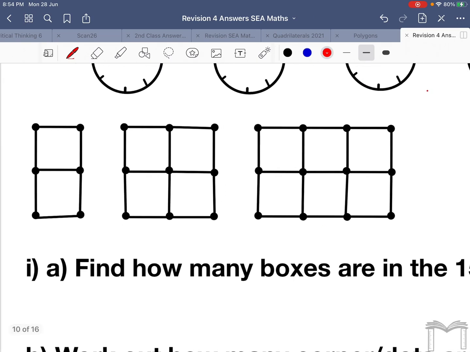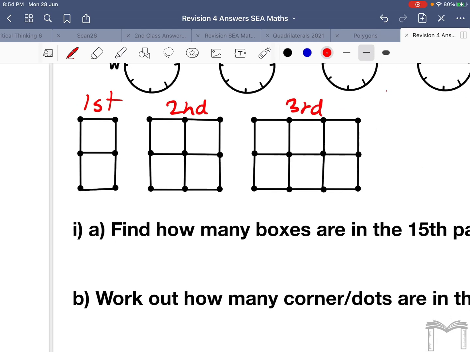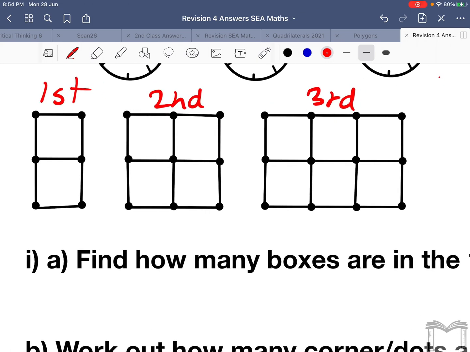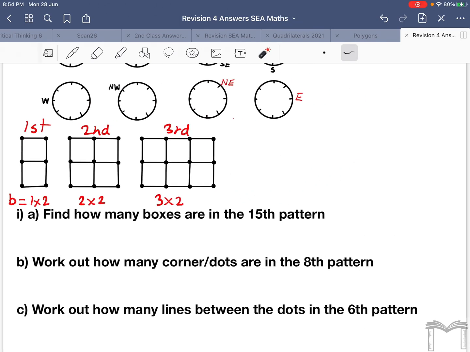So this here is the first pattern, this here the second pattern, and this here the third pattern. So how can we determine the number of boxes in each pattern? So we can put B here. Boxes is equal to first pattern, number 1 times 2, in the second pattern again times 2, and in the third pattern again times 2, right? So 1 times 2 is 2 boxes, 2 times 2 is 4 boxes, 3 times 2 is 6 boxes. So all we need to do is say 15 times 2.